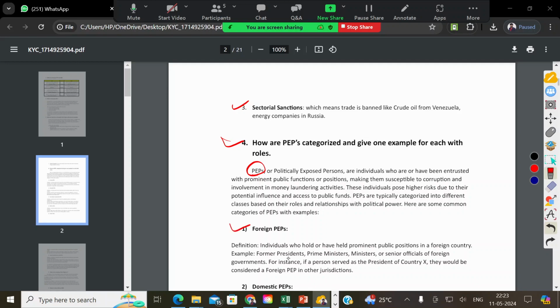Foreign PEPs means former presidents, prime ministers, ministers, or senior officials of foreign governments. For instance, if a person served as president of a country, maybe the US, they would be considered a foreign PEP in another jurisdiction, meaning in India. So we'll treat them as foreign PEPs. And if they want to open accounts here, we'll follow the proper KYC process in their case also.